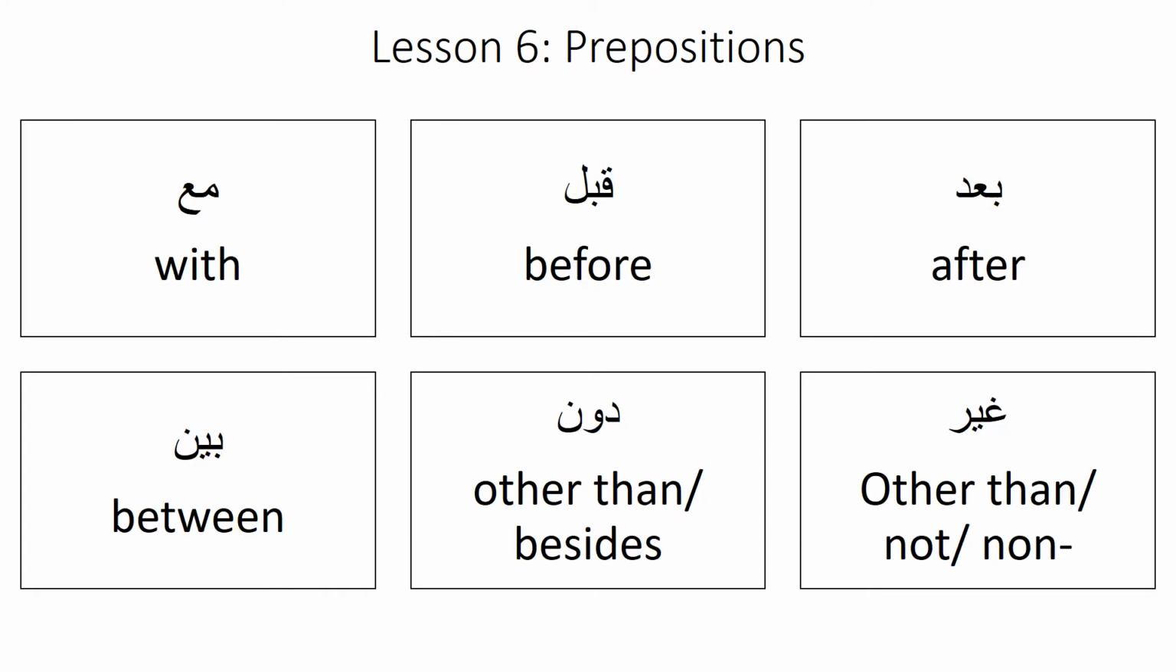Lesson 6 is also about prepositions. So we have ma'a means with, qablu or qabla means before, ba'da means after, bayna means between, duna means other than or besides, and sometimes it's used with min dunillah, and it still means the same thing. Ghayra or ghayri, or min ghayri, it means other than, not, or non. So we say ghayr mahram, it means non-mahram.